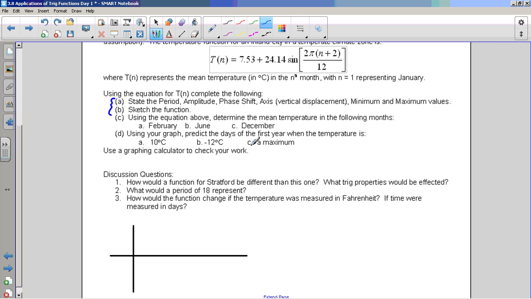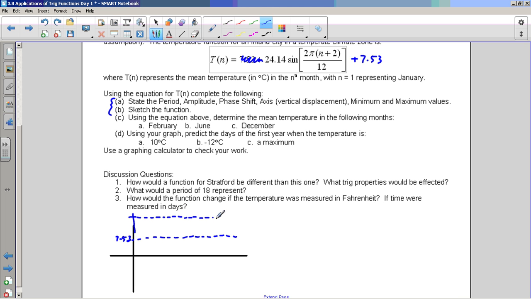Well, what does all this stuff mean here? Well, we normally see this part on the end. This is the vertical displacement. This is kind of where we like getting started with these. The vertical displacement here is 7.53, and as it turns out in this situation, it's actually the average temperature. And then I have to go up to my maximum. Maximum is going to be up here somewhere.